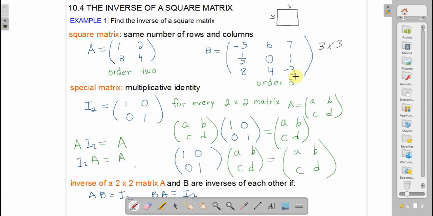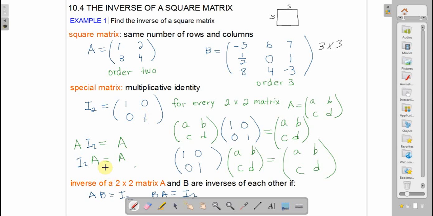Talking about 2 by 2 matrices, we have a special kind of matrix called I2. We use a 2 because we're talking about a 2 by 2. Later on we're going to work with I3, 3 by 3, but it's the same concept. So how do you create an I2 matrix? Very easy. Put a 1 and a 1 on the diagonal, and 0 and 0 elsewhere. So it's 1, 0, 0, 1.